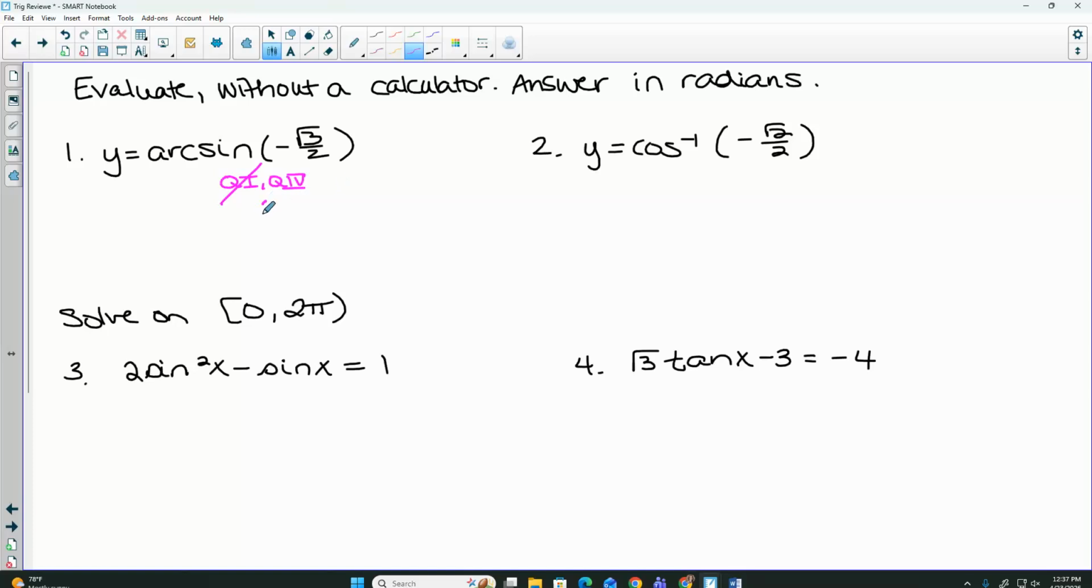Reference angle. When is sine radical 3 over 2? 60 degrees. So in radians, that's pi over 3. So pi over 3 in quadrant 4. So number 2, cosine inverse could be in quadrants 1 or 2. Since it's negative, it's in quadrant 2. Reference angle. When is cosine radical 2 over 2? And pi over 4 in quadrant 2?